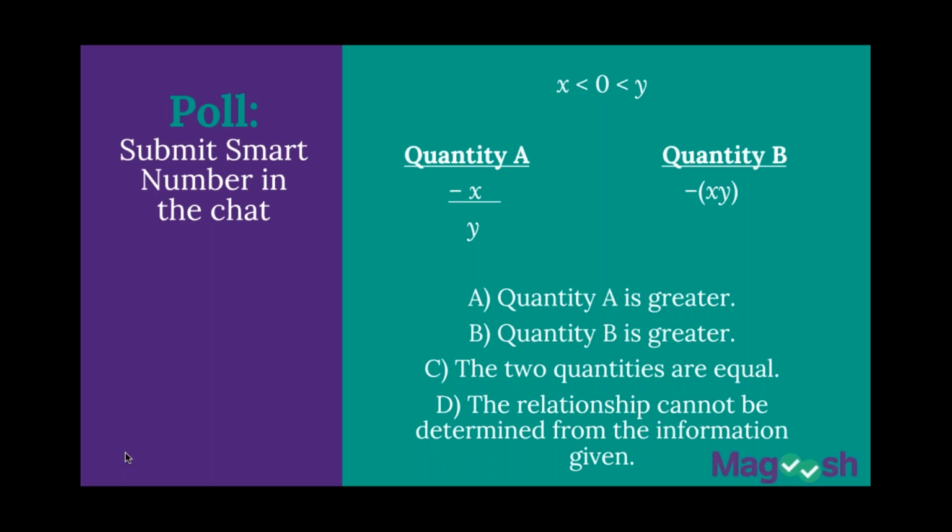Okay, one final challenge question that I want you to do most of the heavy lifting on your own here. I do want to just call for smart number submissions in the chat so I can put those up there and that you can all test this using the same smart numbers. So what are some smart numbers we can use for X and Y here?